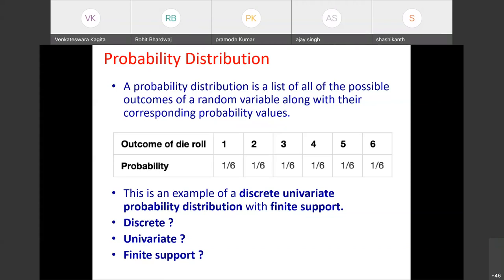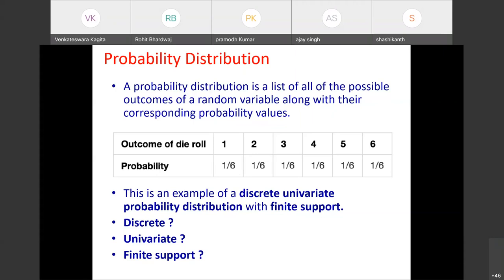So for example, if you take the outcome of a dice roll, the output can be any one of the 6 values. It can be 1 or 2 or 3 or 4 or 5 or 6. And if it is a fair dice, every outcome is equiprobable. So therefore, it is 1 by 6, 1 by 6, and so on. If you see, this is how the probabilities are distributed uniformly. So this is an example of a discrete univariate probability distribution with finite support.